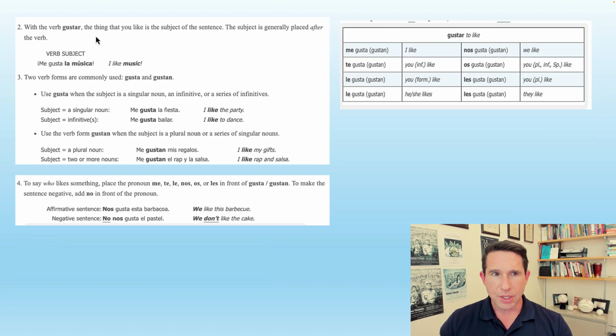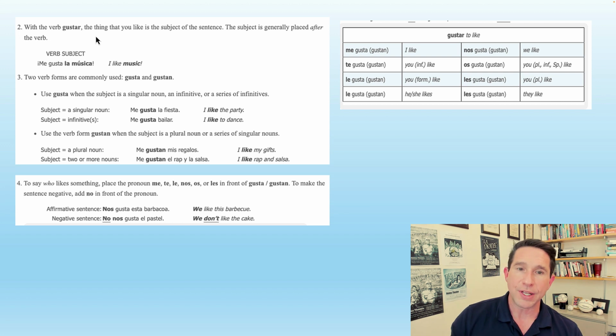Okay, the verb gustar, the thing that you like, is the subject of the sentence, right? It's usually placed after the verb, right? There are two forms of the verb commonly used, gusta and gustan. We use gusta when the subject is a singular noun or an infinitive or a series of infinitives, right?